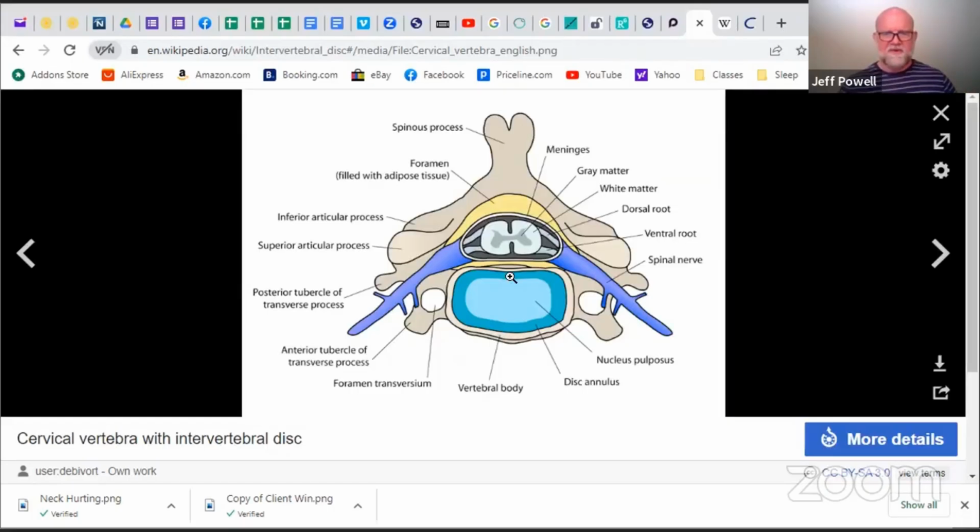Okay, now what we're looking at down here is the vertebral body. That's this gray area around the outside, and then they give us a glimpse of the intervertebral disc. So when we're talking about discs, this is what we're talking about. And the disc has a structure. It has this outer layer called an annulus, and this is some super tough fibrous stuff.